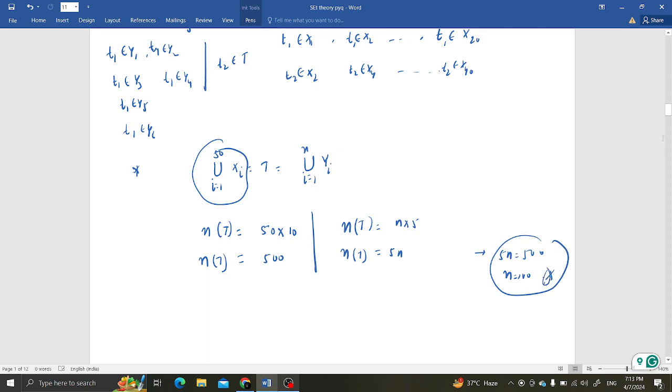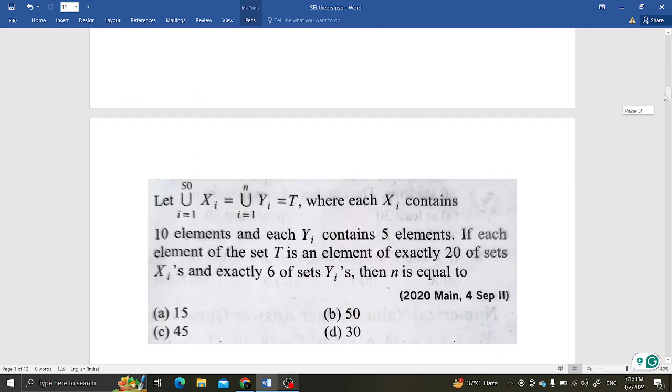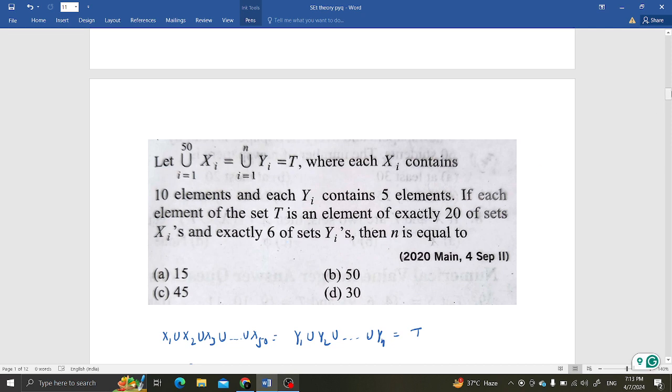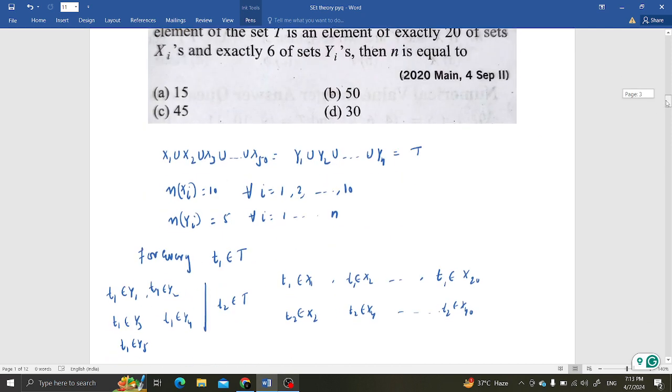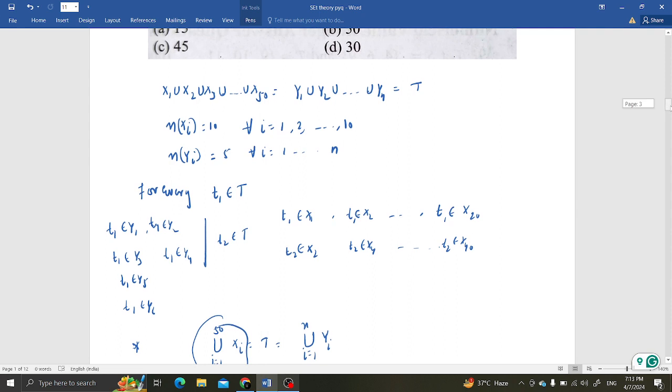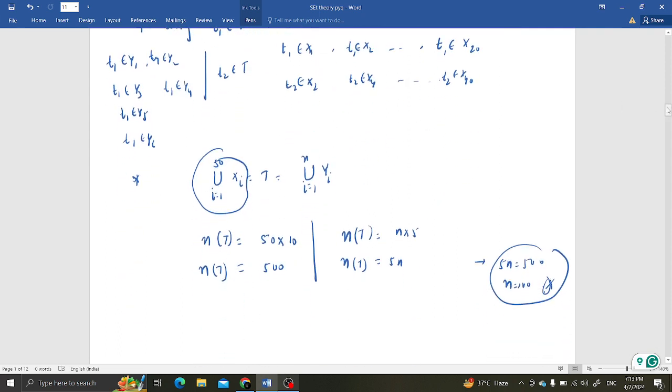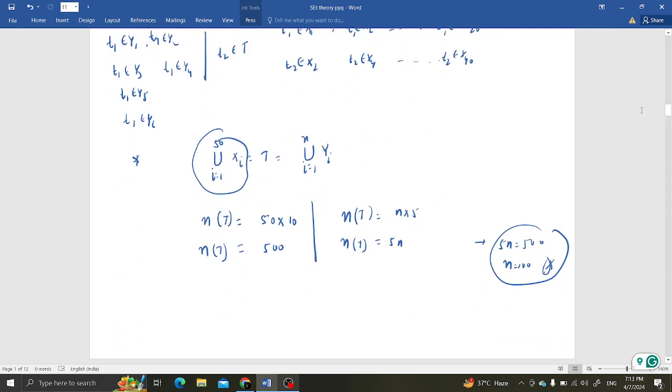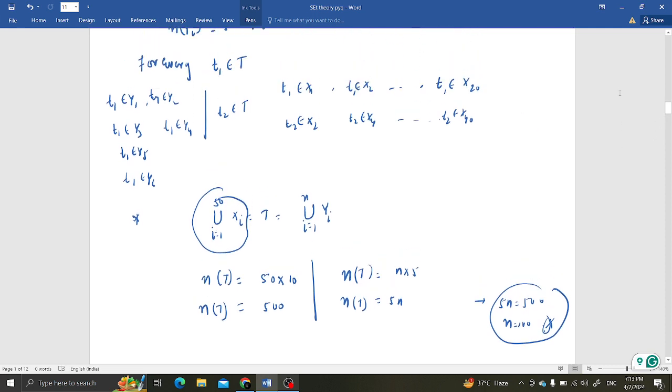Why so? Because you can observe here that we don't have any option of 100 here, and it is possible that 100 is also given. The examiner may give the option of 100 to confuse you, because immediately you see 100 and put it as the answer, yeah, I got it, and move on to the next question. But don't do like that.